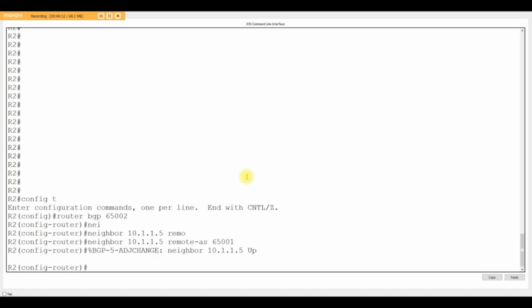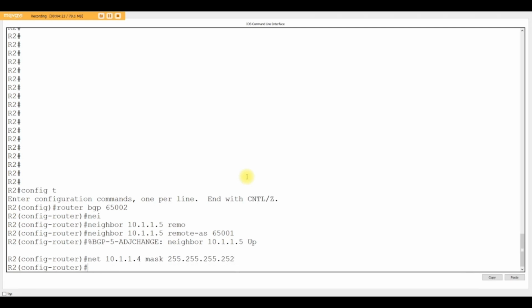But we're still going to advertise the network that we're in, which is 10.1.1.4, with a mask of 255.255.255.252.